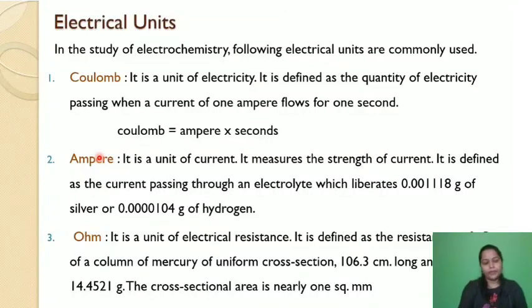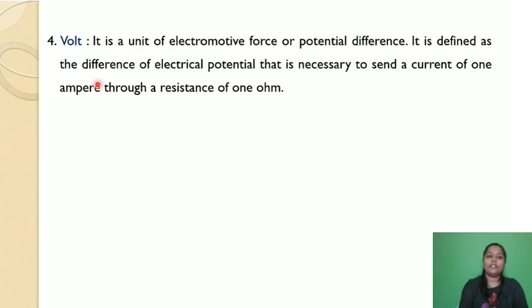The next unit is the ohm. Ohm is a unit of electrical resistance. Then the next unit is the volt. Volt is a unit of electromotive force or potential difference, and it is defined as the difference of electrical potential that is necessary to send a current of 1 ampere through a resistance of 1 ohm. It is called a volt.